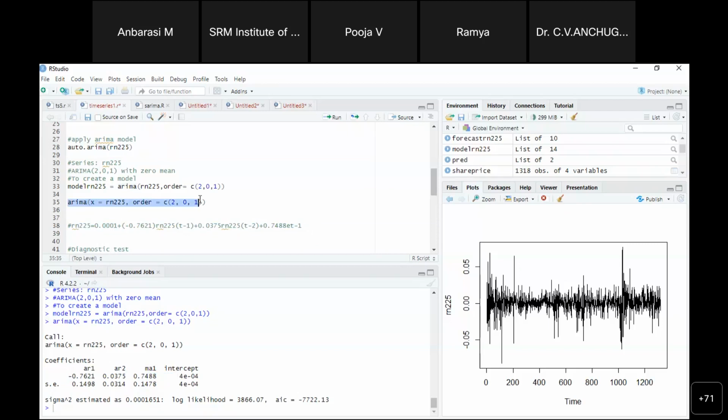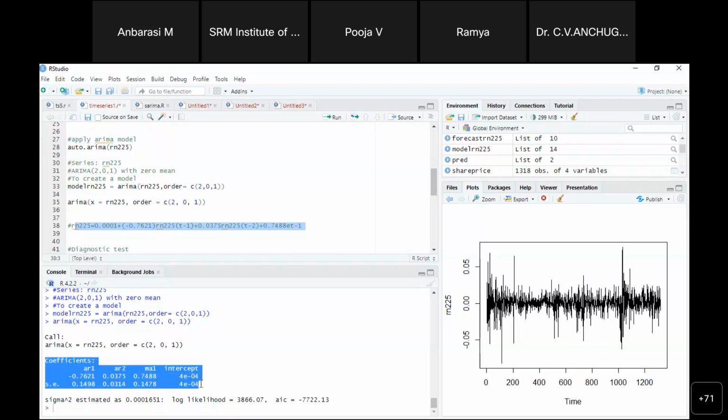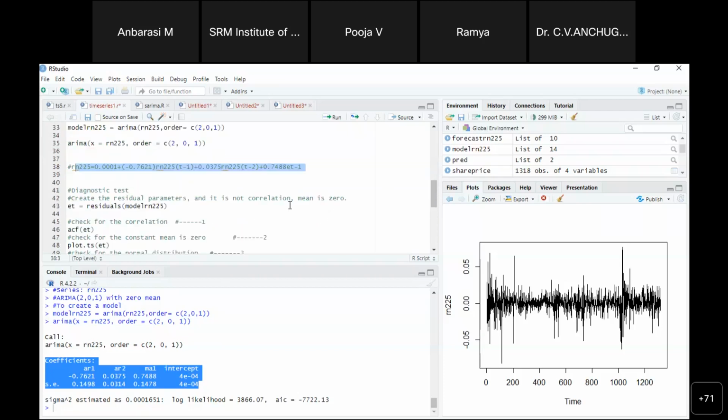execute that particular model, then this equation we have to specify. Try to convert it into an equation. Whatever coefficient values we have, you should convert them into an equation. After converting it into an equation, what we have to do is go for the diagnostic check test.